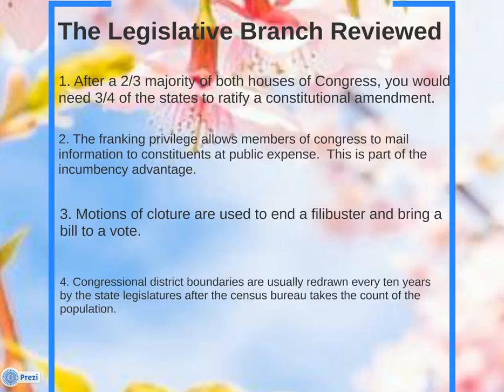Motions of cloture are used to end a filibuster and bring a bill to a vote. So you have to get 16 signatures in order to get this ball rolling, and if you can get enough votes, then you can end the filibuster and bring the bill to a vote.